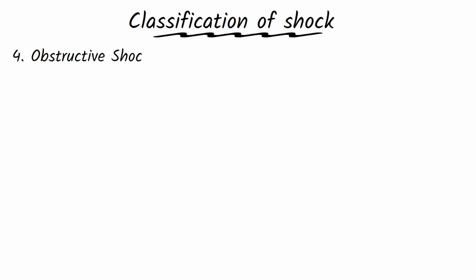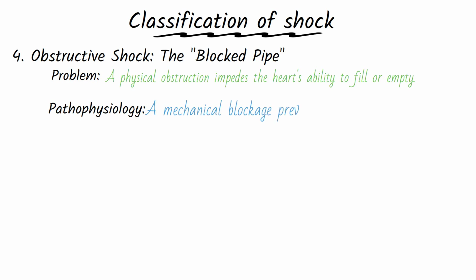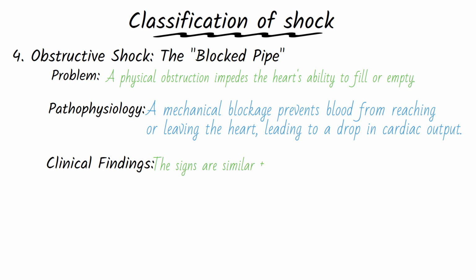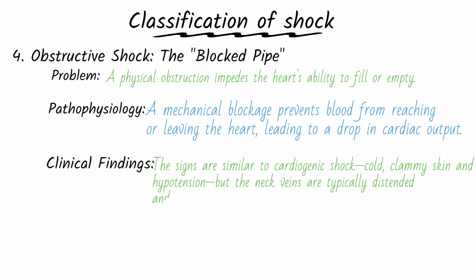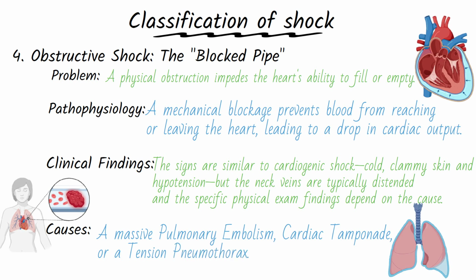Then lastly, obstructive shock, which represents a blocked pipe. Here the problem is a physical obstruction that impedes the heart's ability to fill or empty. A mechanical blockage prevents blood from reaching or leaving the heart, leading to a drop in cardiac output. The signs are similar to cardiogenic shock, that is cold, clammy skin, and hypotension. But the neck veins are typically distended, and the specific physical exam findings depend on the cause. The causes might include a massive pulmonary embolism, cardiac tamponade, or a tension pneumothorax. Now let's move on to sepsis and septic shock.